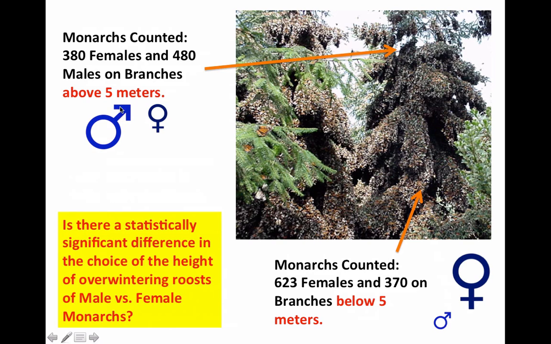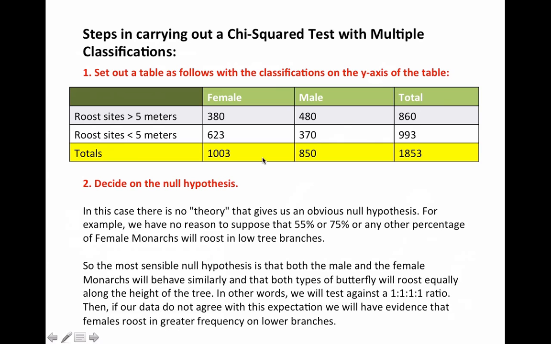At areas of the tree above 5 meters or on branches above 5 meters, she finds 380 females to 480 males when she counts the bugs that are up there. And below 5 meters, 623 females, 370 males. Now, obviously, it looks like her observation is backed up by the data, but she has to test it. How does she do this? Oh, well, she has to use a chi-square test. So is there a statistically significant difference in the choice of the height of overwintering roosts of male versus female monarchs? And we have our data.